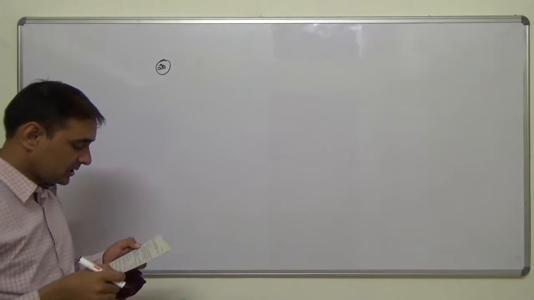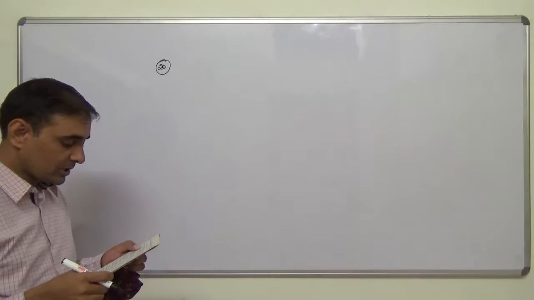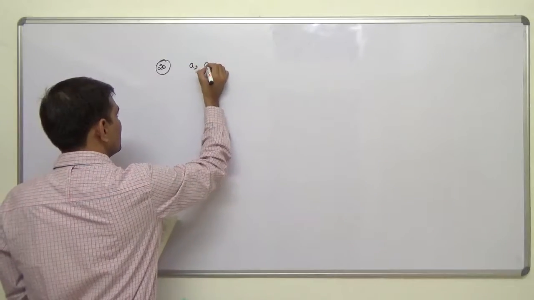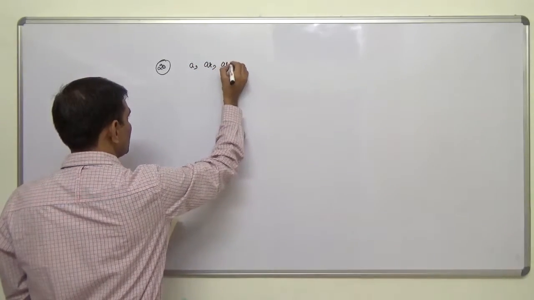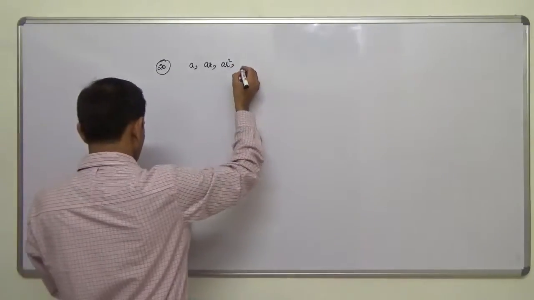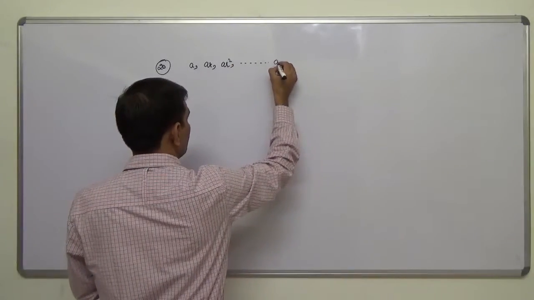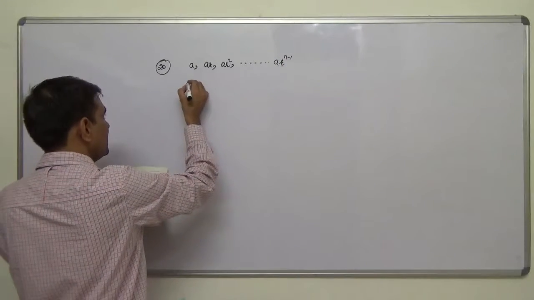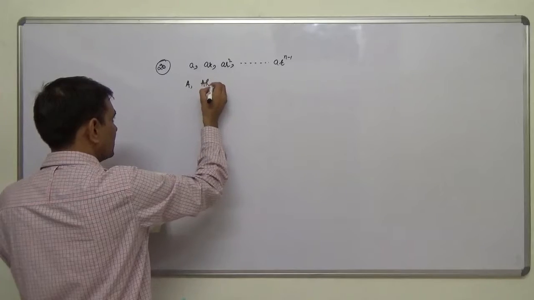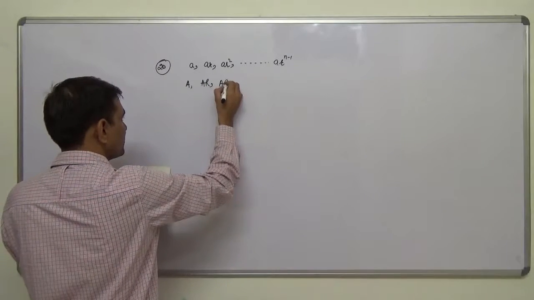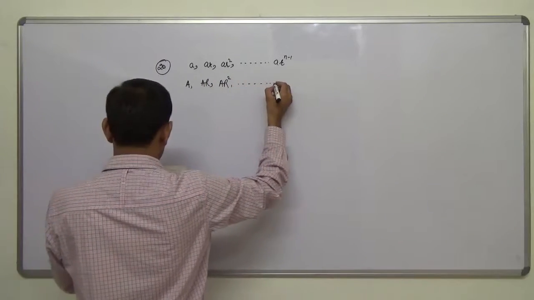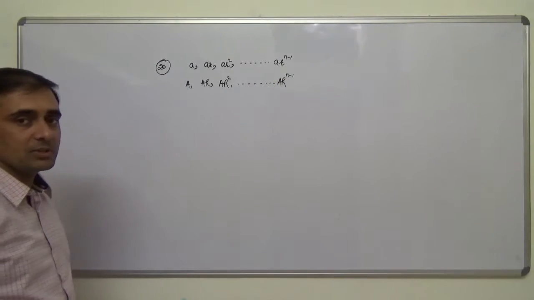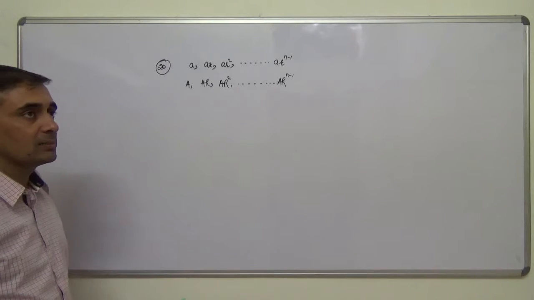In question number 20, show that the product of the corresponding terms of the sequences. One sequence is a, ar, ar square, and so on up to ar to the power n minus 1. And the second sequence is A, AR, AR square, up to AR to the power n minus 1. Right, two sequences are given, and we have to multiply their corresponding terms.